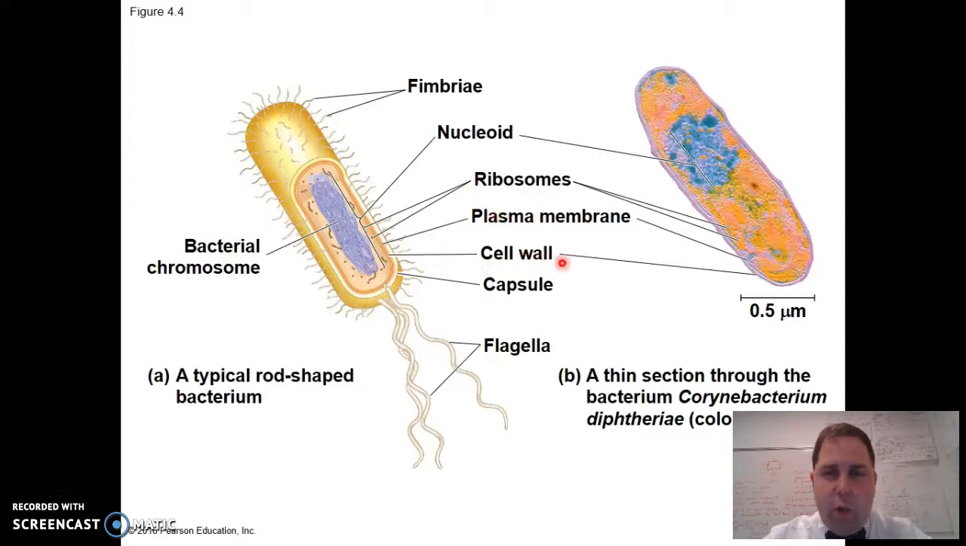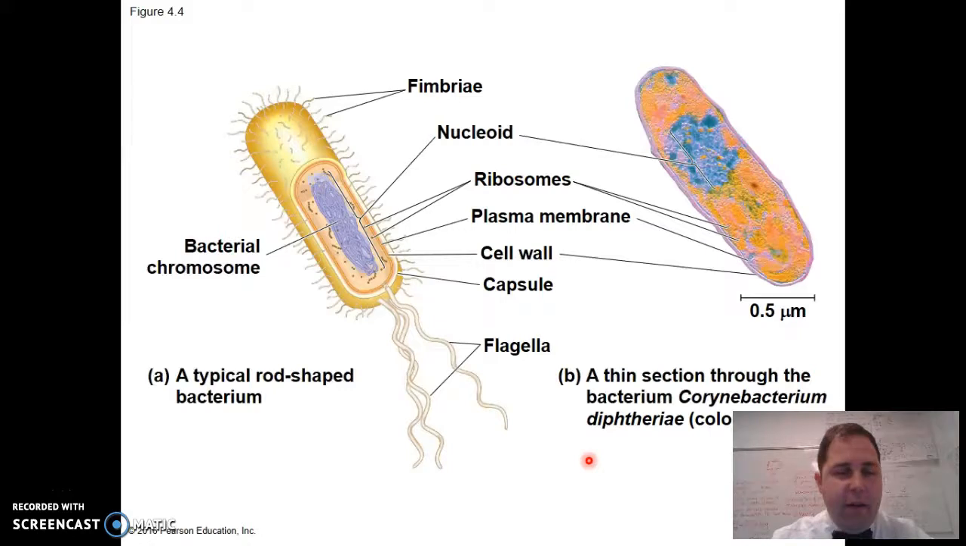We have a cell wall, which is a structural protective feature of the prokaryotic cell, and the capsule, which is a polysaccharide coating on the bacterial cell that helps it stick, avoid the immune system, things like that. Flagella help with movement, and fimbriae or pili help with attachment to things in the environment that the cell lives in. So you can see this is a very simple cell. It doesn't have a whole lot of things going on with it.